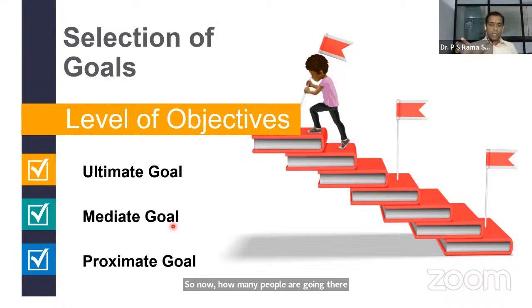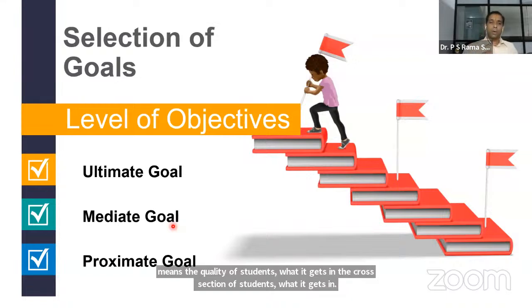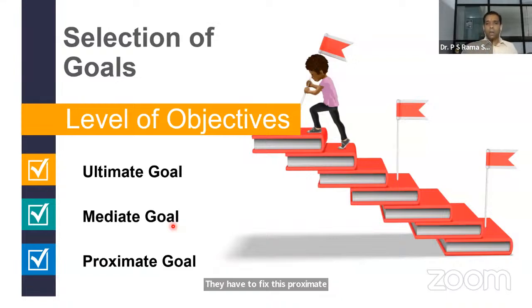So each university, each college, based on the raw material it gets in, raw material meaning the quality of students, the cross-section of students it gets in, has to fix this proximate goal, mediate goal, and the ultimate goal, right?